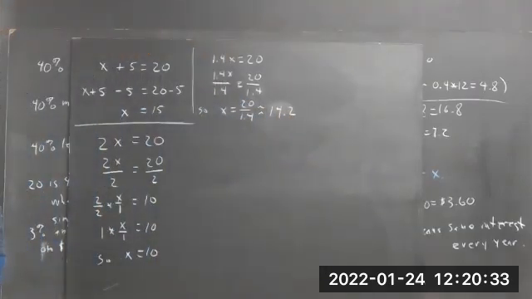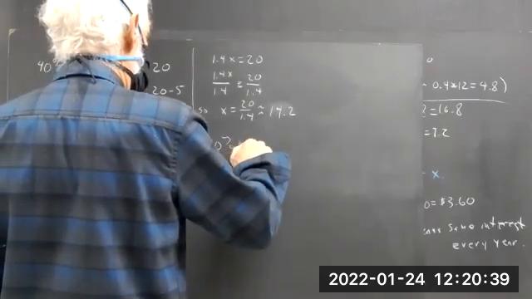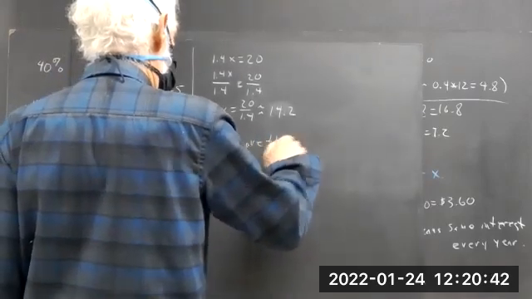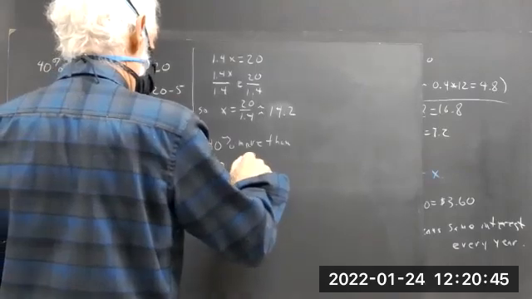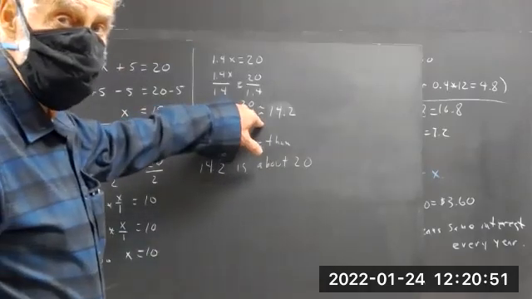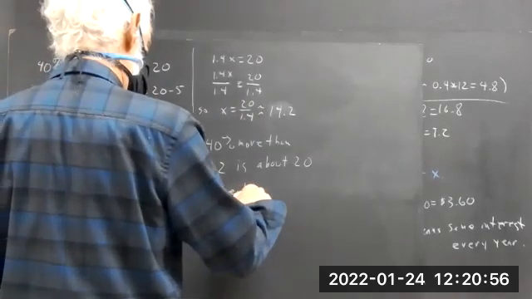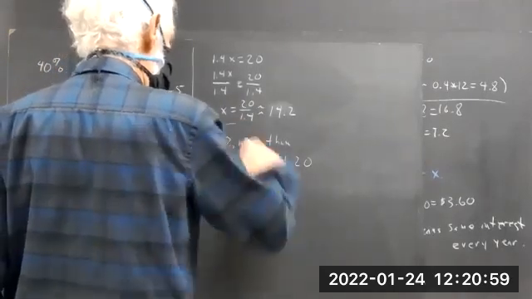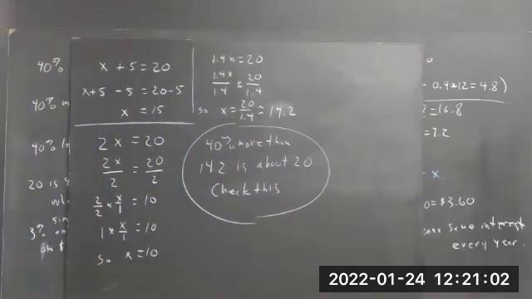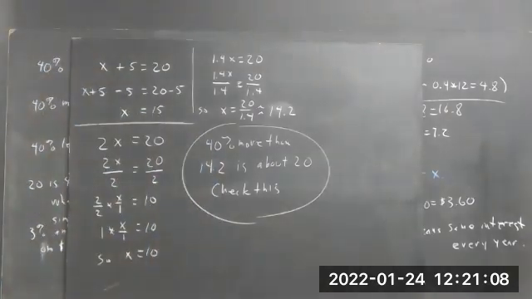We use a wavy equal sign for approximately. We recommend that you check it. Maybe that should have been 14.3, because I come up with just a little less than 20, like 19.8 or 19.9.